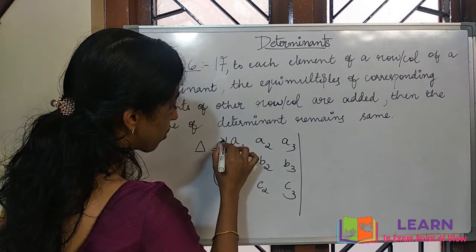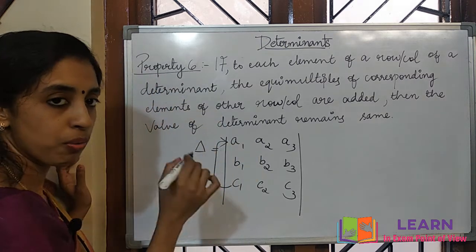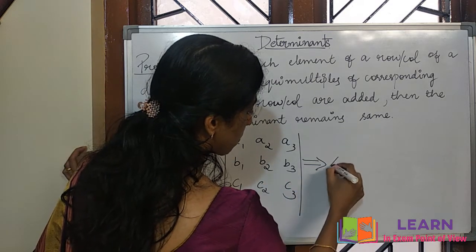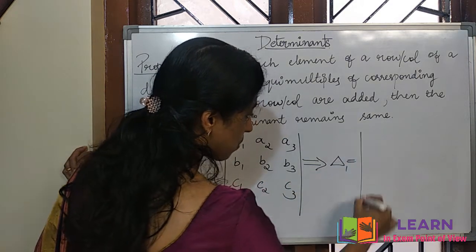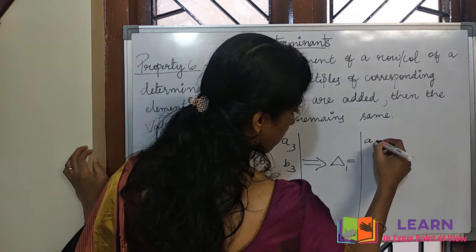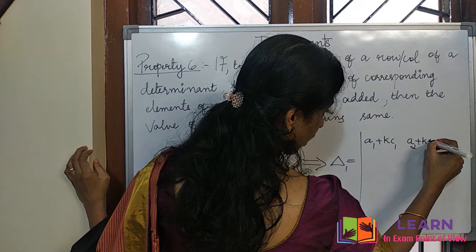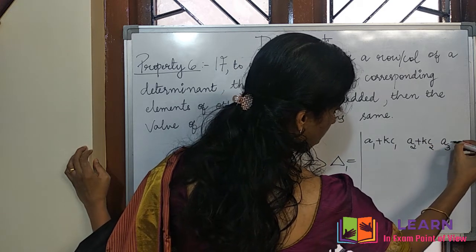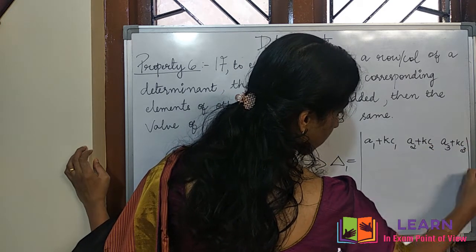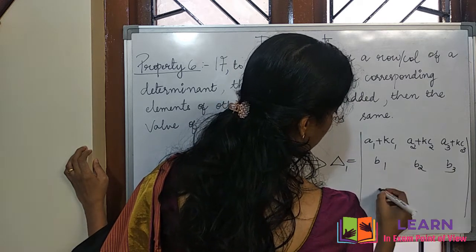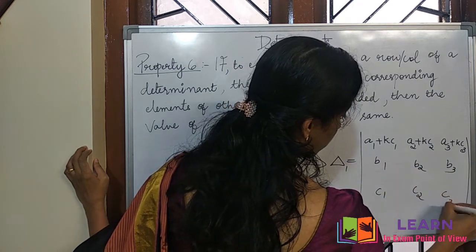This row is going to be added to the first row with a constant k. Then we will get a determinant delta 1, which is now A1 plus kC1, A2 plus kC2, A3 plus kC3. The remaining B1, B2, B3 and C1, C2, C3 stay as such.